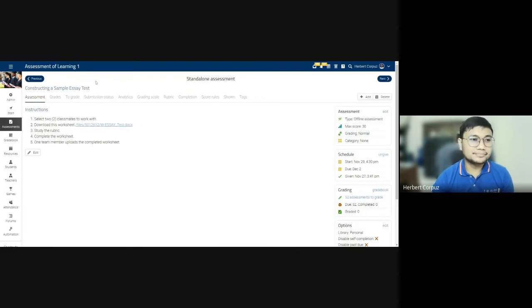So this one, first you have to select two classmates to work with. So tatlo kayo, including you. Download this worksheet. There's a worksheet. Then you study the rubric. Ito, nandito yung rubric. Basahin na naman ninyo, ha?